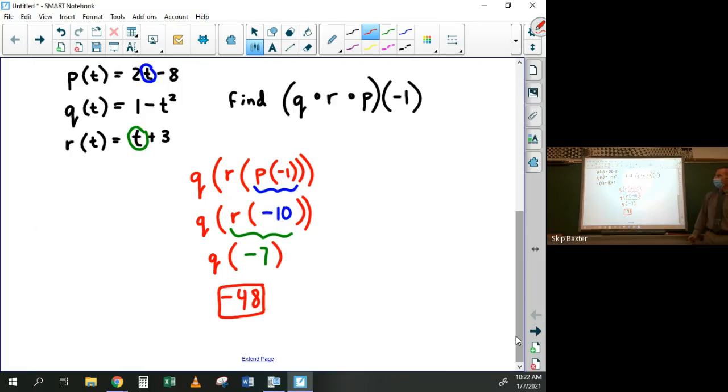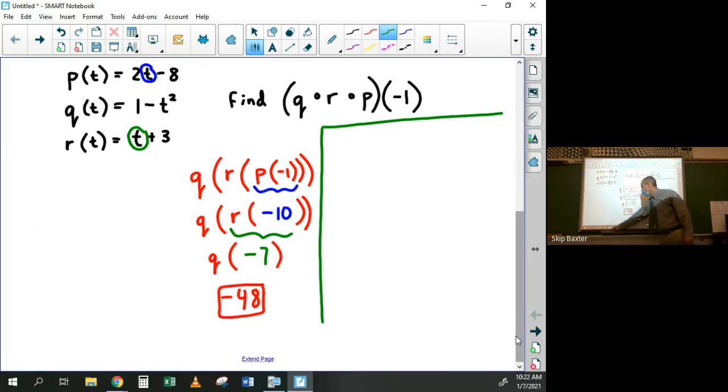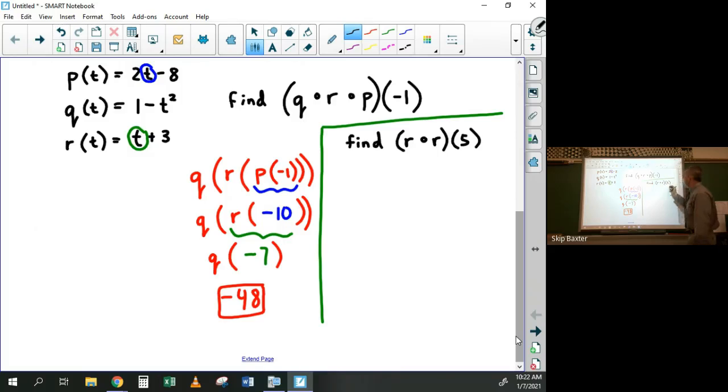Okay. Another thing they might do is have you compose a function with itself. They might say something like find r composed with r of 5. And you could do that the same way, right? This is just going to be r of 5.